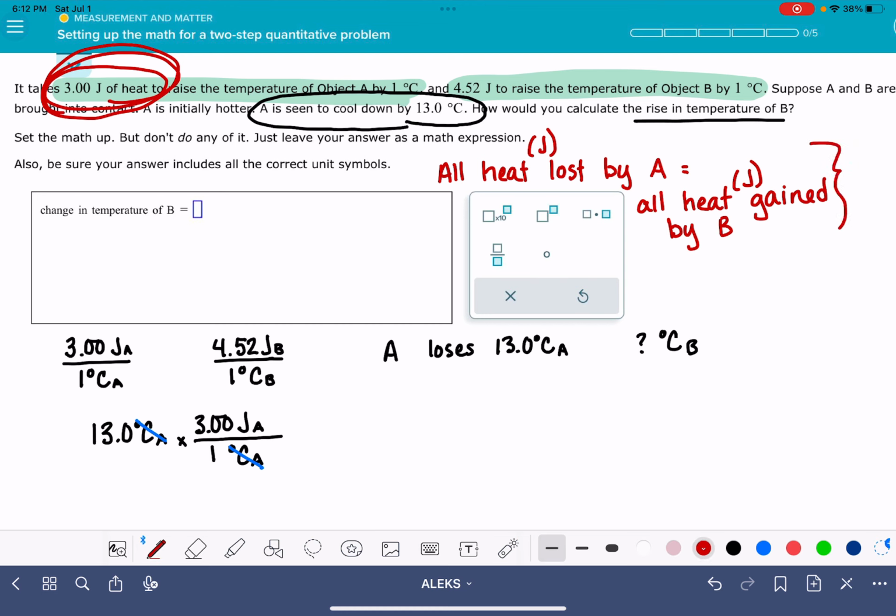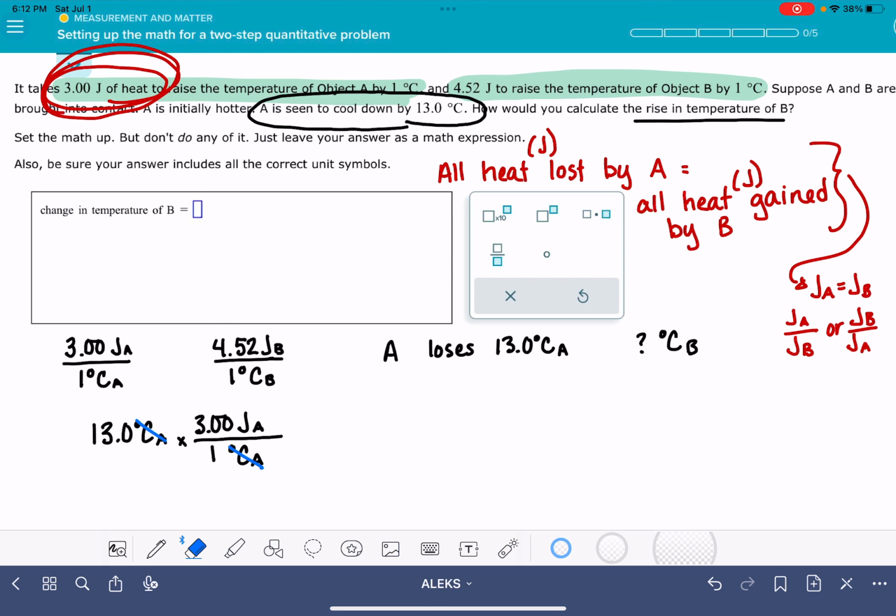From this information, I can say that the joules of A are equal to the joules of B, and that allows me to write a conversion factor that looks like this: joules of A over joules of B, or a flip-flop, joules of B over joules of A. So what I'm ultimately trying to do is figure out the degrees Celsius for object B, which is located right here. So I need to get from joules of A into joules of B. This is the conversion factor that I'm going to use for that.